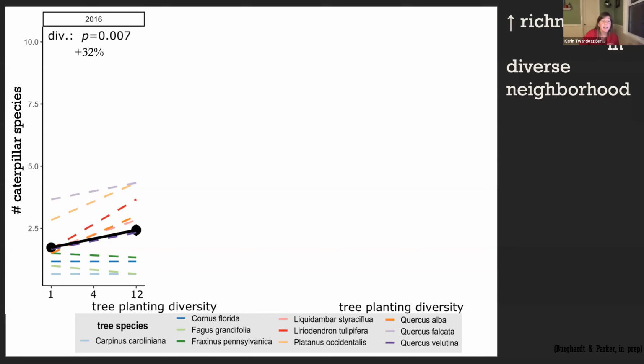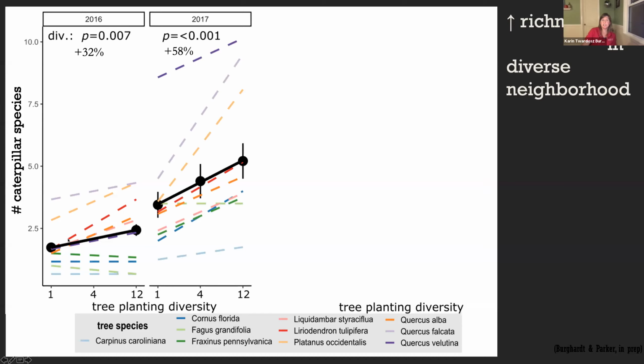What we find here, on the x-axis, you have the tree planting diversity. 1 would be if that tree was surrounded by its own species in a monoculture. 4 would be if it's surrounded by 3 other species. And 12 is if it's surrounded by 12 different species. And what you can see is that in 2016, we had an increase of about 32% in caterpillar species if you were surrounded by a diverse mixture on the same tree. So we're always measuring caterpillars on a single tree here. And each of these colored lines is a different species of tree.